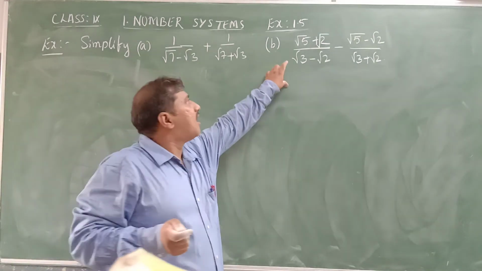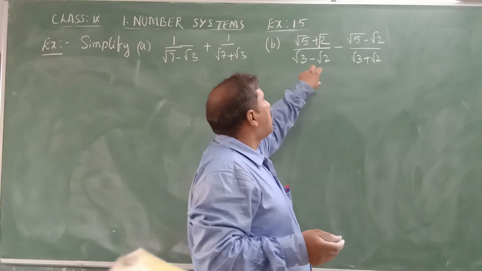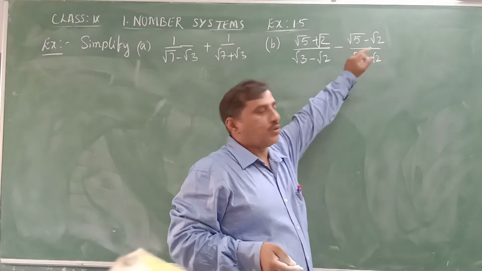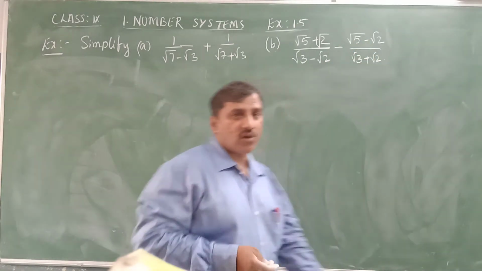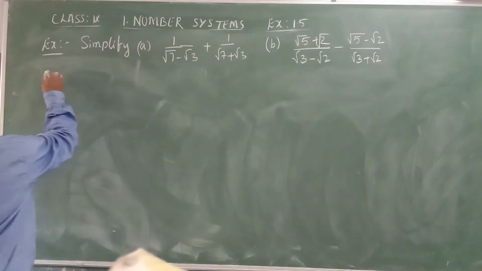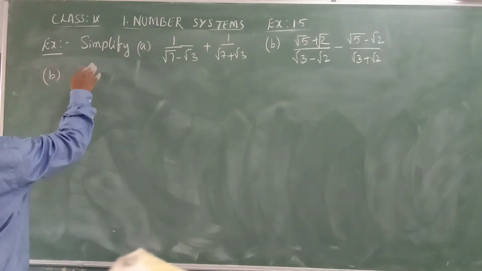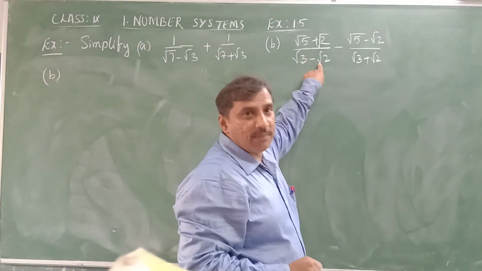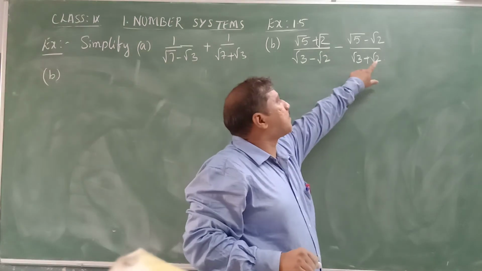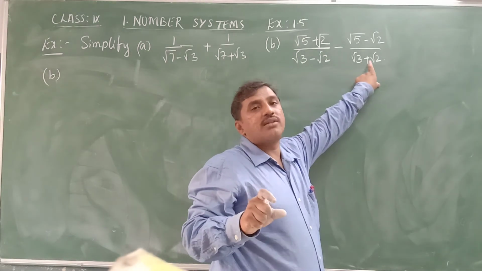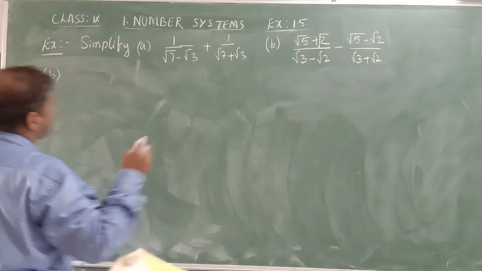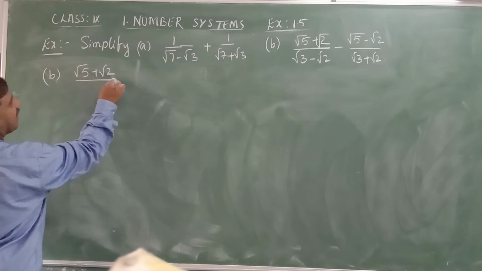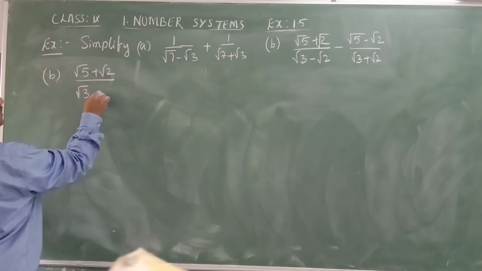here the next problem is root 5 plus root 2 divided by root 3 minus root 2, minus root 5 minus root 2 divided by root 3 plus root 2. How do we do this kind of question? We'll see. The rationalizing factor of the first term's denominator, root 3 minus root 2, is root 3 plus root 2, and for root 3 plus root 2, the rationalizing factor is root 3 minus root 2.